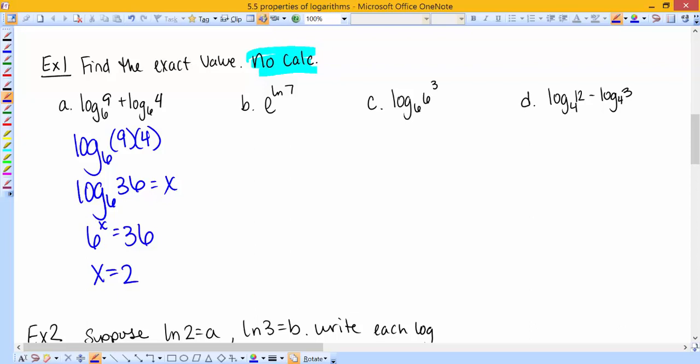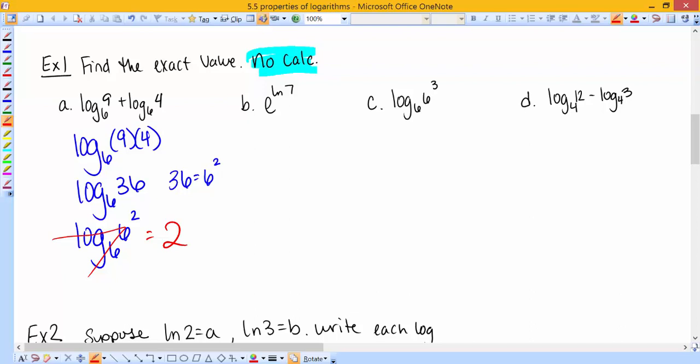Or you may decide that you don't want to rewrite it into exponential form. And you may say, oh, 36 is 6 squared. So I can rewrite this as the log base 6 of 6 squared. Then I can use one of the identities, which will cancel that. And what are you left with? 2. So you take your pick how you want to see that and go through and solve it.